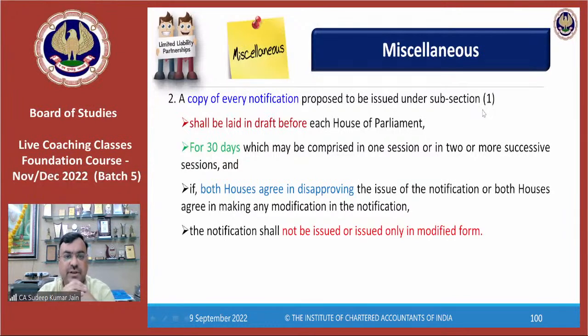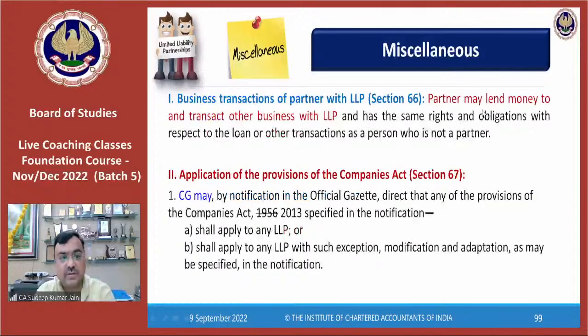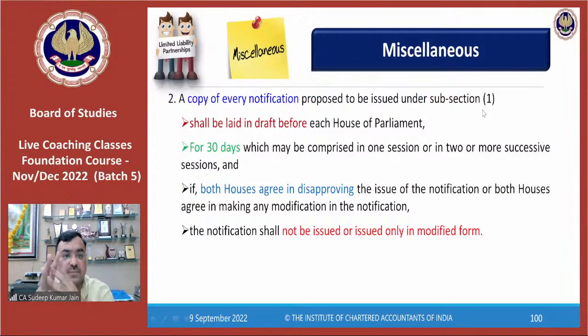A copy of every notification proposed to be issued under subsection 1. What is subsection 1? Subsection 1 is applicability of provisions of Companies Act to LLP. Shall be laid in draft before the Houses of Parliament. अगर कुछ होना है तो उससे पहले अप्रूव कराया जाएगा पार्लियामेंट से. For 30 days, 30 दिन तक पार्लियामेंट के दोनों हाउस में रखा जाएगा, which may be comprised in one session or 2 or more successive sessions. 30 दिन में एक सेशन हो सकता है, 2 हो सकते हैं. And if both houses are disapproving the issue, वो allow नहीं कर रहे हैं, or both houses are making any modification, then notification shall not be issued or issued only after the modification.